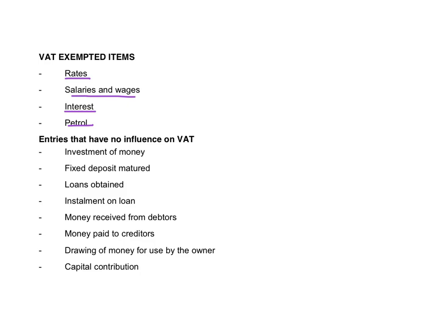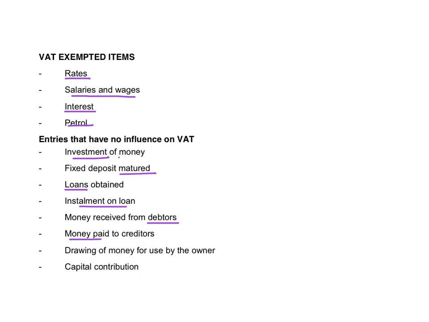Entries that have no influence on VAT. If I invest money or that fixed deposit matures, it means I move my money from one account to another account. If I obtain a loan or I pay back the loan, it's a movement of money from one account to another account. When we sell the goods to the debtors, we already record the amount that we have to pay for VAT. So when they pay us, we don't show the effect on VAT again. And when we pay money to creditors, on the money paid there will be no VAT.